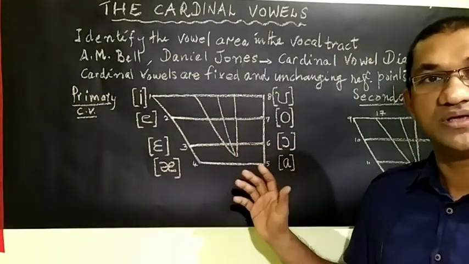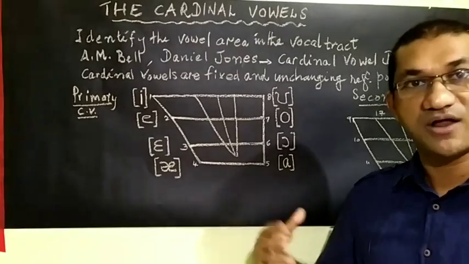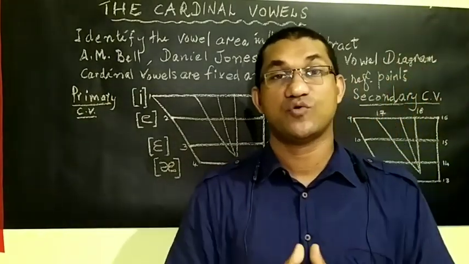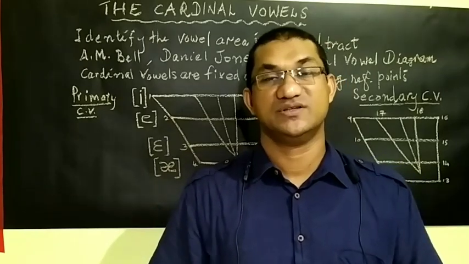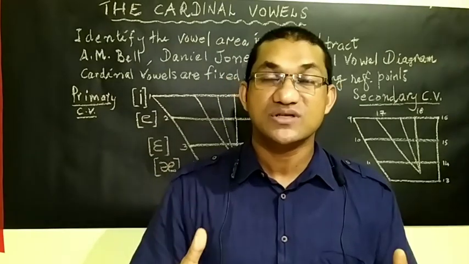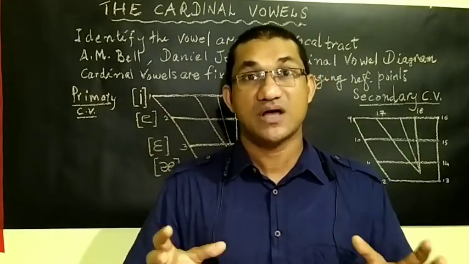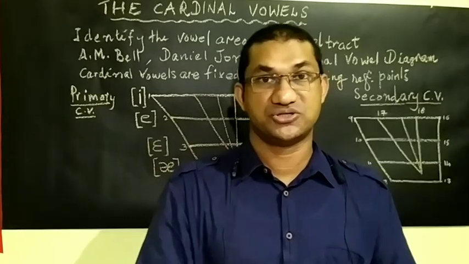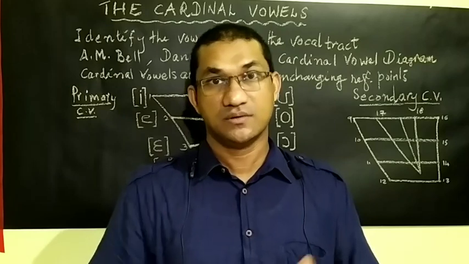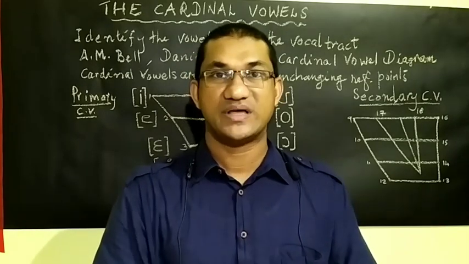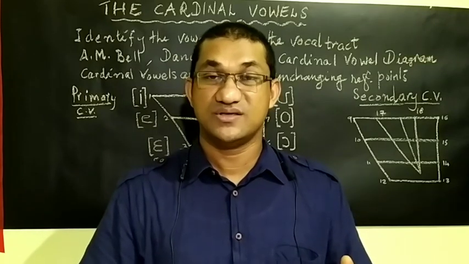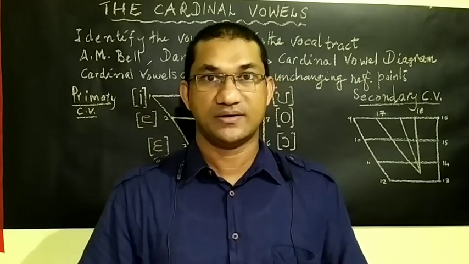Now we are looking at the cardinal vowel chart, and of course understanding the cardinal vowels. Before that, we have to understand what cardinal vowels are. We have vowel sounds in every language, and in English RP, we have 20 vowels, to be very precise: 12 pure vowels and 8 diphthongs. So we are discussing the pure vowels.